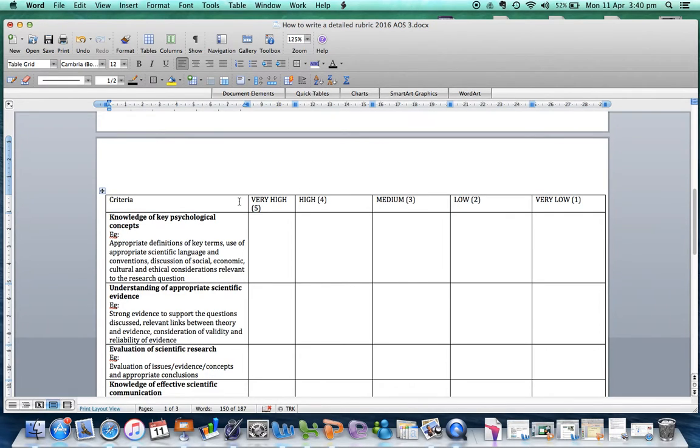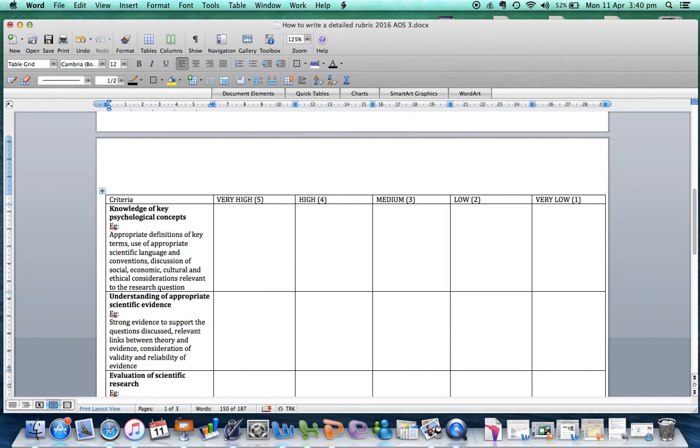Now, as you would know, all of the criteria for your university assignments have all of these boxes filled with lots and lots of writing. And that can seem daunting to need to fill those boxes. But there's a really easy way of doing it that I'm going to show you how to do now.